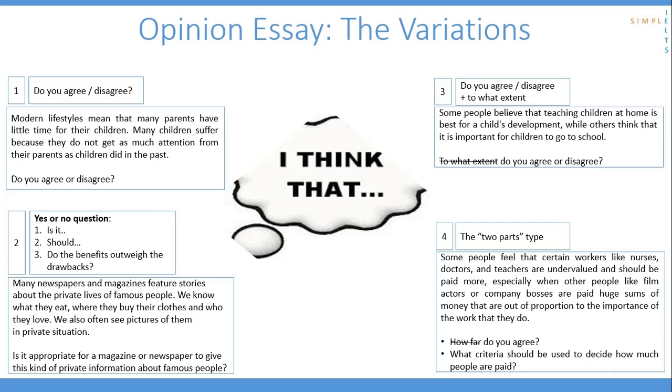Ignore how far. Just like we ignore to what extent. They essentially have the same meaning. So just say whether you agree or disagree, and then you provide the criteria used to decide how much people are paid.